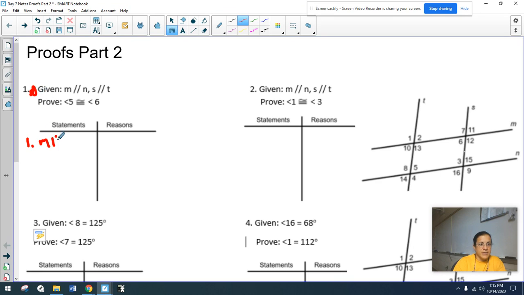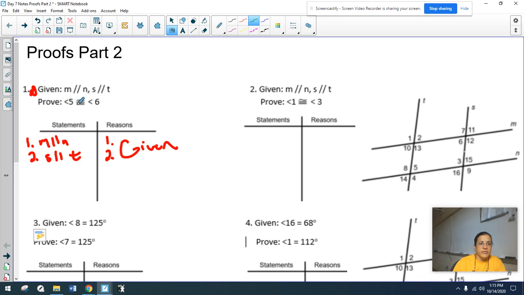So you can just say M is parallel to N. And again, you can make it 2 steps if you want to. S is parallel to T. It doesn't matter. You can make it all 1 step if you want for the givens. Okay, you want to see where you're trying to work. The picture's over here, by the way. So M is parallel to N, and then S is parallel to T.